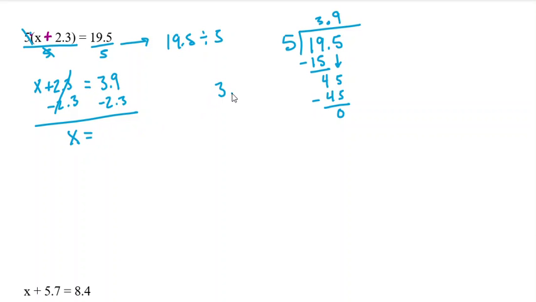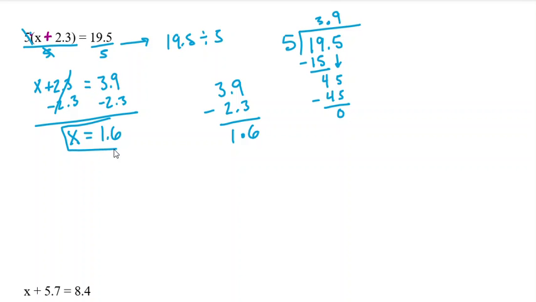It's 3.9 minus 2.3. This one we probably could have done in place, but 9 minus 3, we line up the decimals. For adding and subtracting, we line up the decimals. 9 minus 3 is 6. Bring down the decimal point. 3 minus 2 is 1, so 1.6.